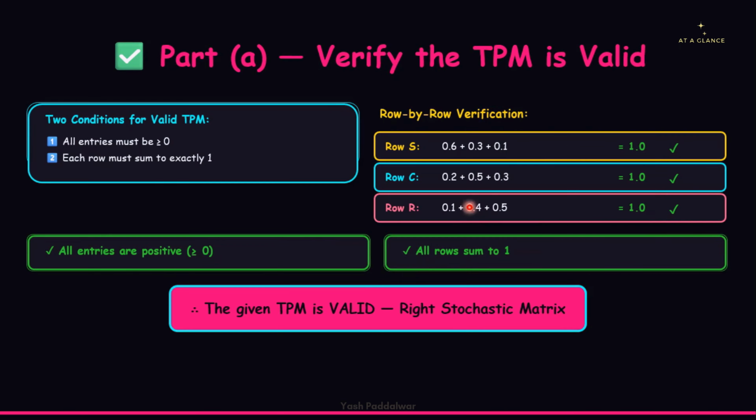So since both of these conditions are satisfied, our given TPM is valid, which means that it is a right stochastic matrix. So I hope the solution is clear to you all for part A.